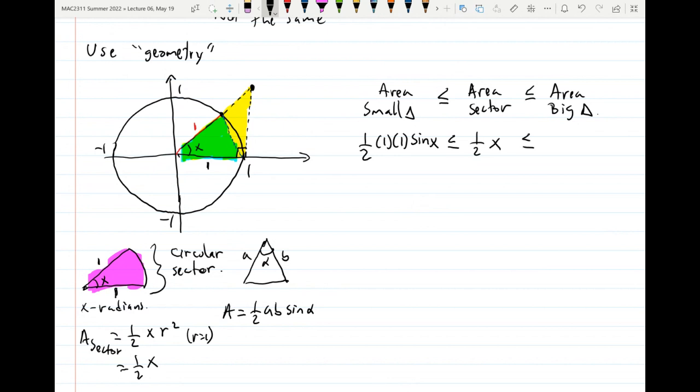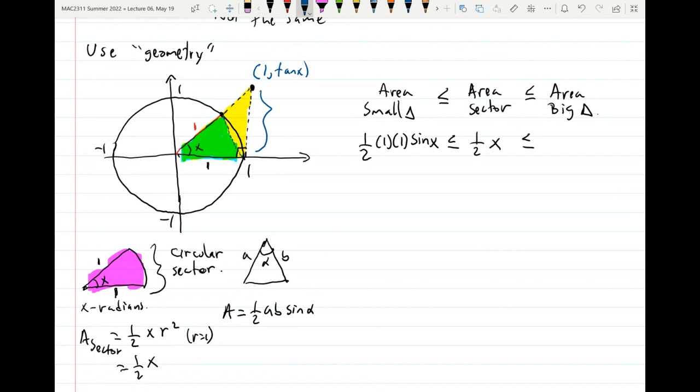And then the area of the big triangle. The big triangle is a right triangle. One leg is equal to 1. I don't know the hypotenuse, but I want to know how much this other leg over here is. For that, let's find the coordinates of that point at the top. The x value of the point is equal to 1, right? And then what will be the y value? Well, I claim that the y value equals the tangent of x.